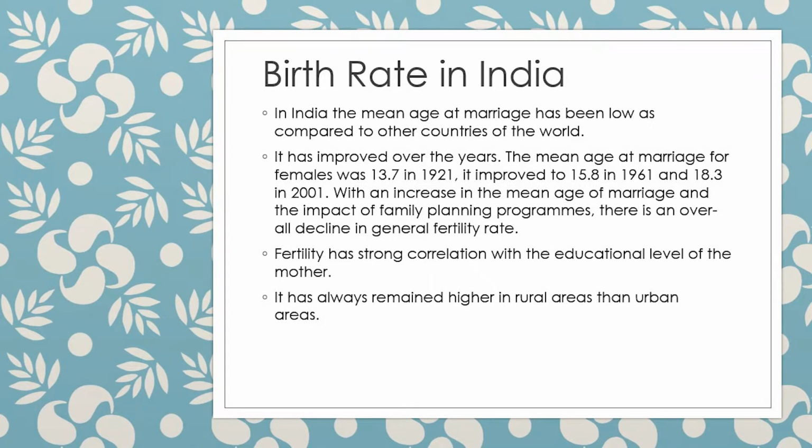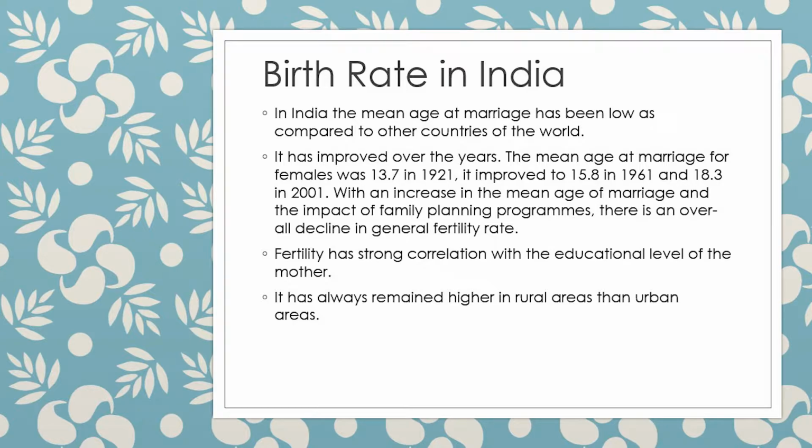Now we are going to discuss birth rate with reference to India. In India, the mean age of marriage was very low as compared to other countries. It has improved over the years. The mean age of marriage for females was 13.7 in 1921, which improved to 15.8 in 1961 and to 18.3 in 2001. With an increase in mean age of marriage and the impact of family planning programs, there has been an overall decline in the general fertility rate.